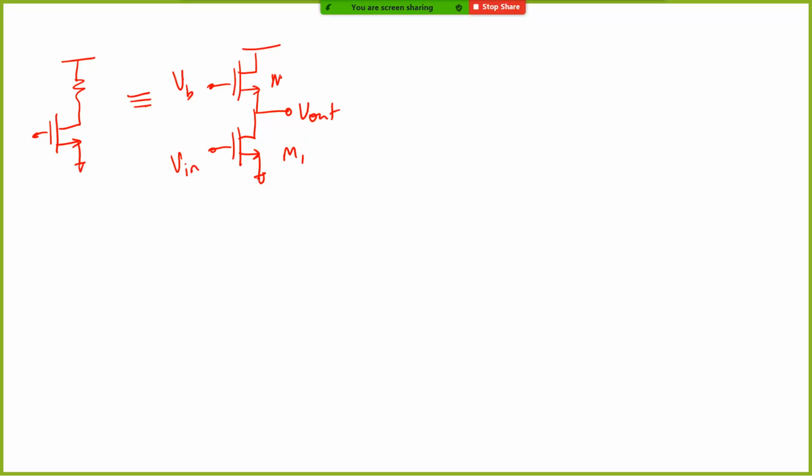Okay. So here what happens is M2 is in triode region. So what happens when your transistor is in triode region? It can be an NMOS or it can also be a PMOS. That's fine. Now what happens when you have a triode region?